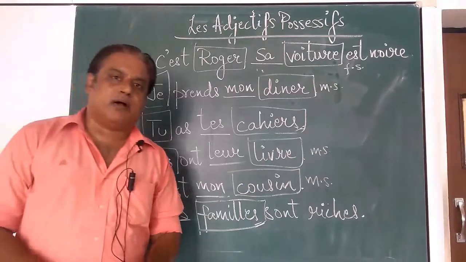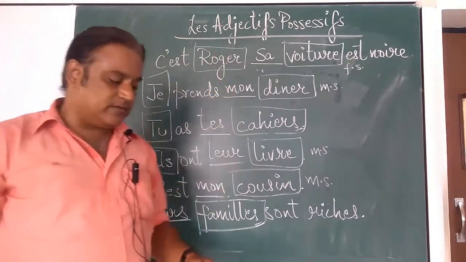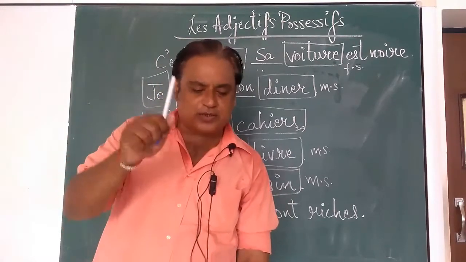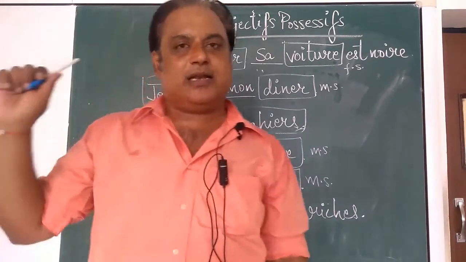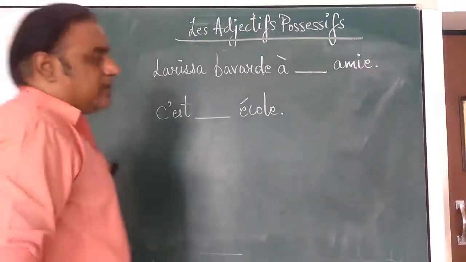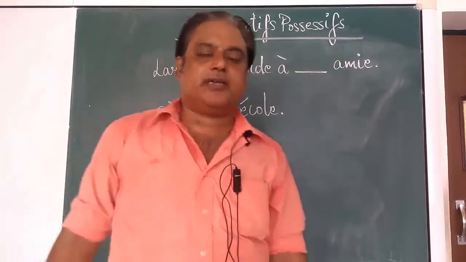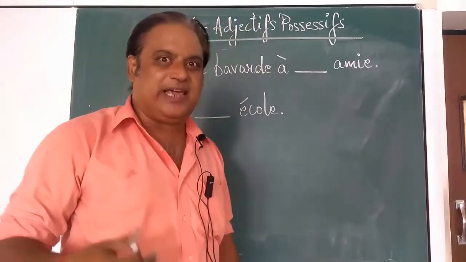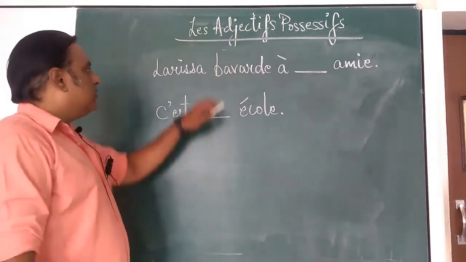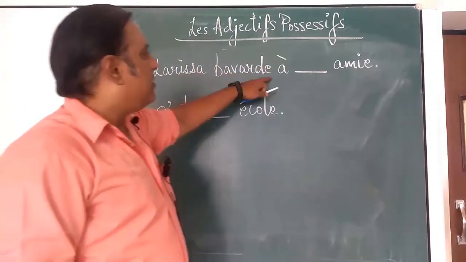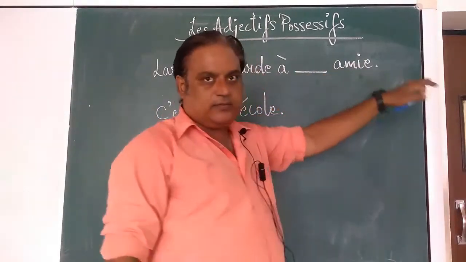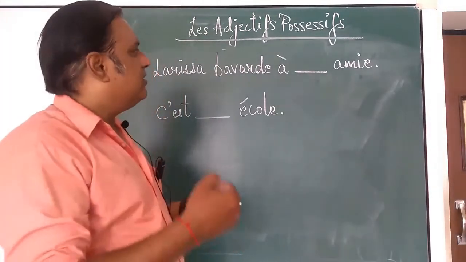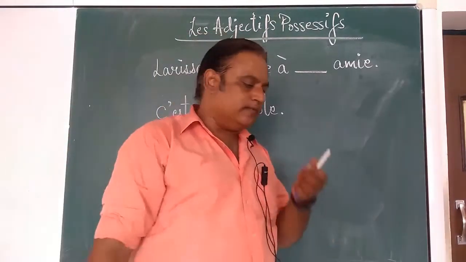This is how you go about the possessive adjectives. But wait, as I told you, French is a language of exceptions. So there's a glitch. Now what that glitch is, let us see with some more examples. So let's see what the exception is that we need to remember while playing with the possessive adjectives. The sentence says, Larissa bavarde avec dash amie. Larissa talks or chats to or with dash friend.